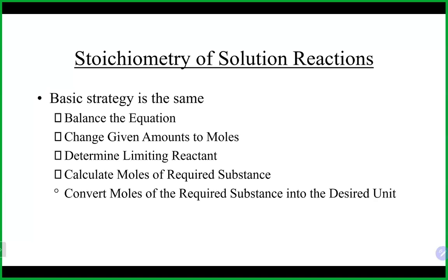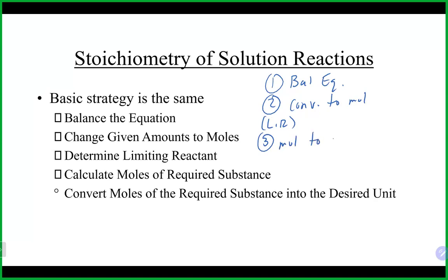We still really use our same steps. We still want to make sure we have a balanced equation, like any normal stoichiometry problem. We also want to make sure that we convert to moles. We also want to determine whether it is a limiting reagent problem or not. We then want to do our mole to mole relationship. And last, we want to convert our moles to some other unit.